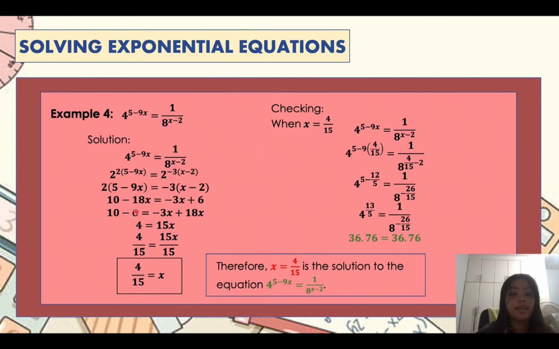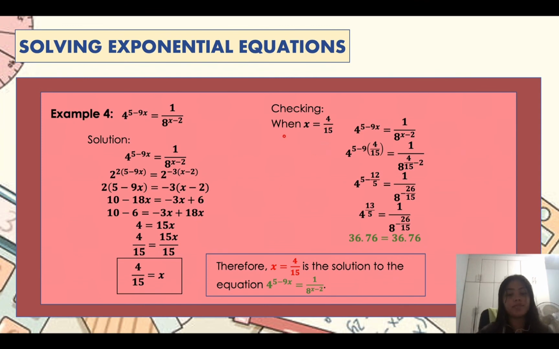Now, we combine like terms, and we transpose. Upon doing so, we transpose 6 onto this side and 18x onto this side. So we have 10 minus 6 equals negative 3x plus 18x. So upon simplifying this one, we get a result of 4 is equal to 15x. Now we need to solve for the variable x, so we divide both sides by 15. After doing so, we get a result of x is equal to 4 over 15, or 4 over 15 is equal to x.